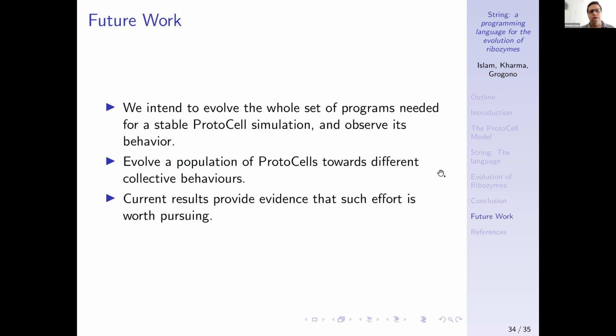So in the future, we intend to evolve an entire protocell simulation where all the individual components will be written in string. And then once the entire cell is functional, along with the 3 subsystems, we intend to evolve a population of it and to see a collective behavior. So, the current results provide evidence that such an effort is worth pursuing. That's it. Thank you so much.